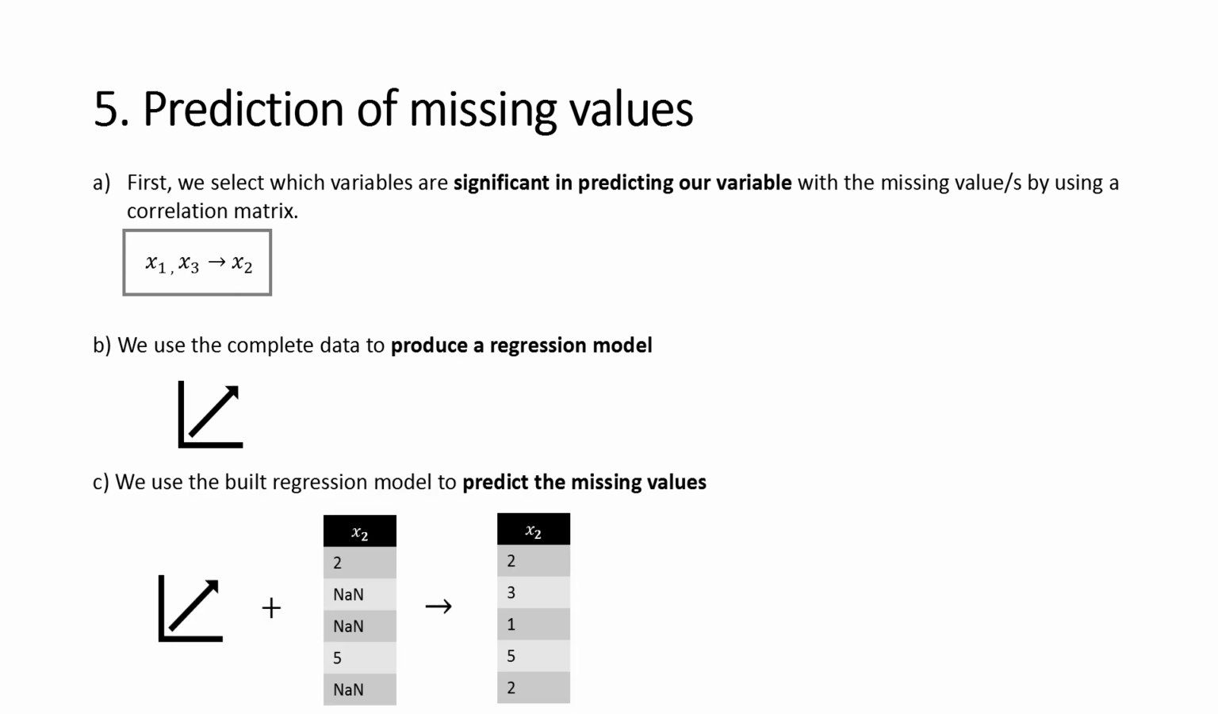We use the built regression model to predict the missing values. We can use other machine learning models and feature selection methods to predict our missing values. An advantage of this method is that it considers the relationship between the variables containing the missing values and other variables. It provides a good estimate of the missing variable and prevents data loss. A disadvantage of this particular method, however, is that it assumes a linear relationship between our variables.